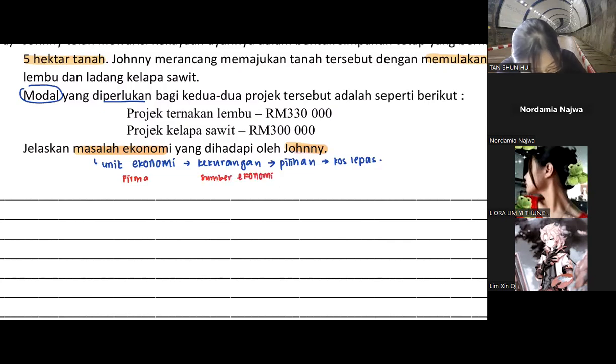And the sumber economy in this situation is money, modal. Why? Because Johnny only got 350,000 and these two products need, if they complete both of the projects, he would need 630,000. Not enough. So, terpaksa membuat pilihan antara, they need to make a choice of lembu and kelapa sawit.